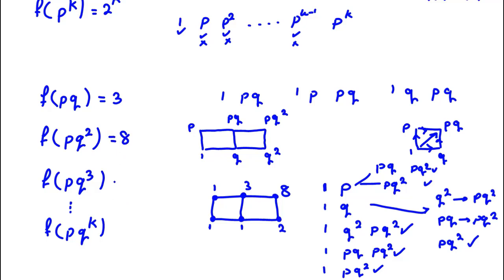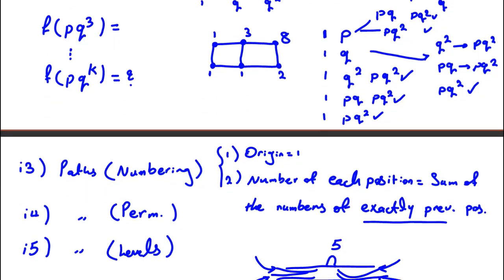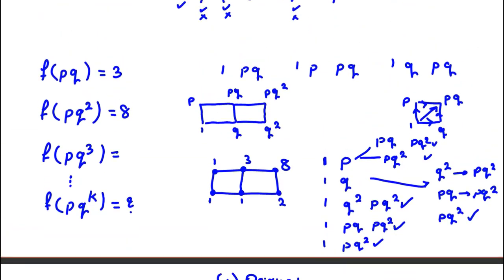Now that you've learned this, try to find PQ cubed and then try to generalize it for PQK. The answer is what? Try, and by the idea I told you in paths, try first on your own.